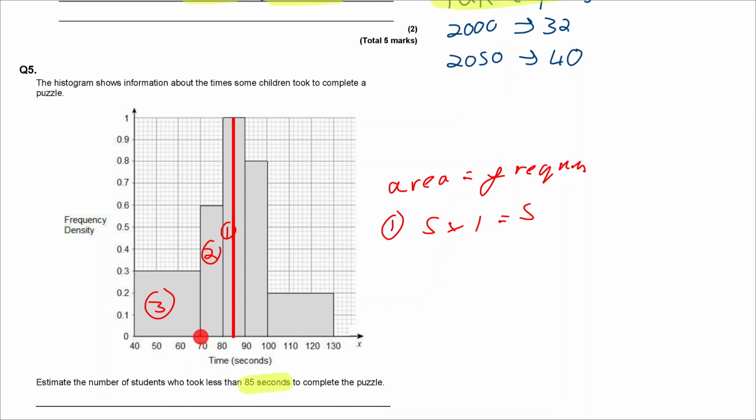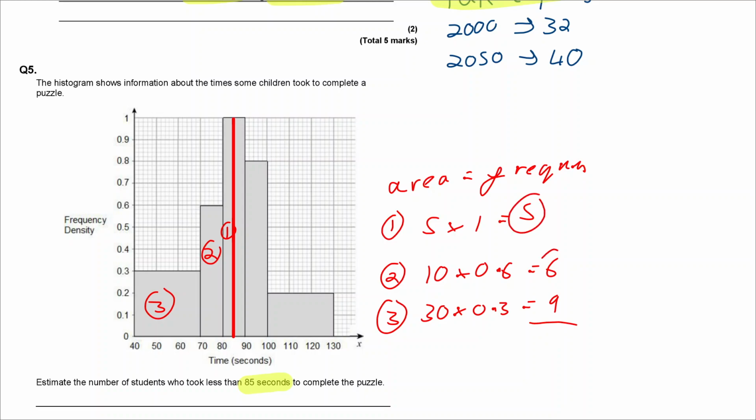Rectangle 2, the width of it, 70 to 80, is 10. The height of it is 0.6. So 10 times 0.6 gives you 6. Rectangle 3, the width of it is 40 to 70, that's 30, times 0.3. Okay, and 30 times 0.3 gives you 9. If I add these numbers together, 5 add 6 add 9, I get 20. Okay, and that's the answer.